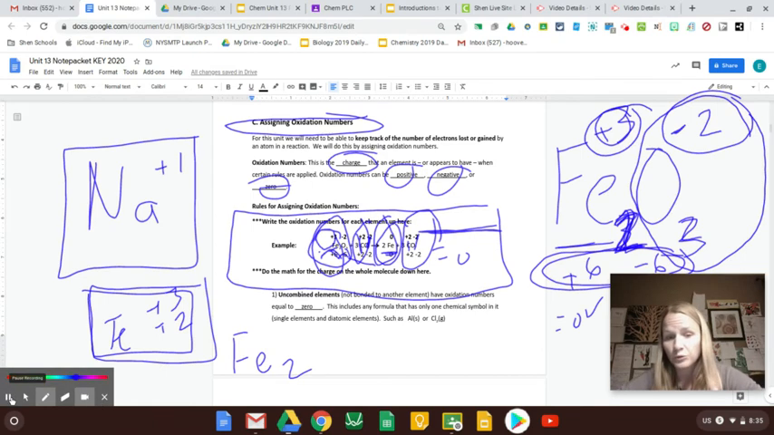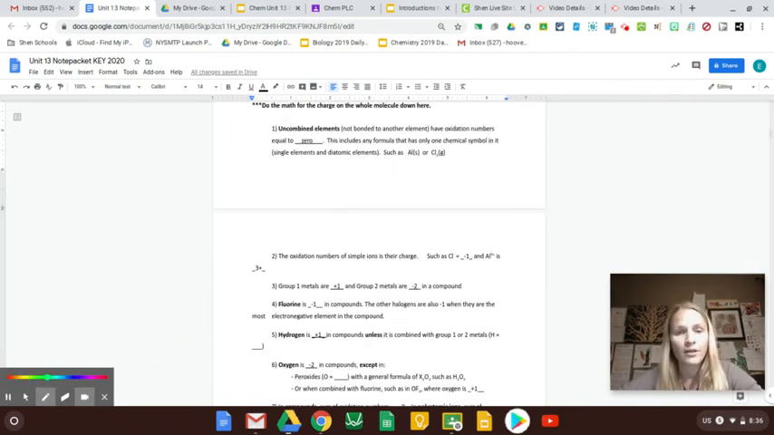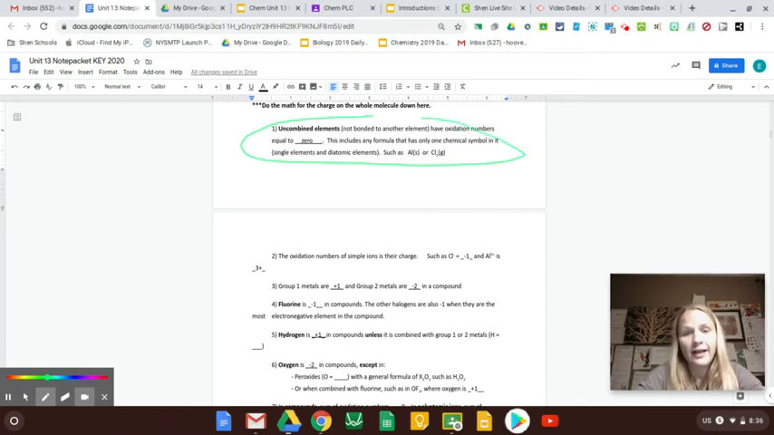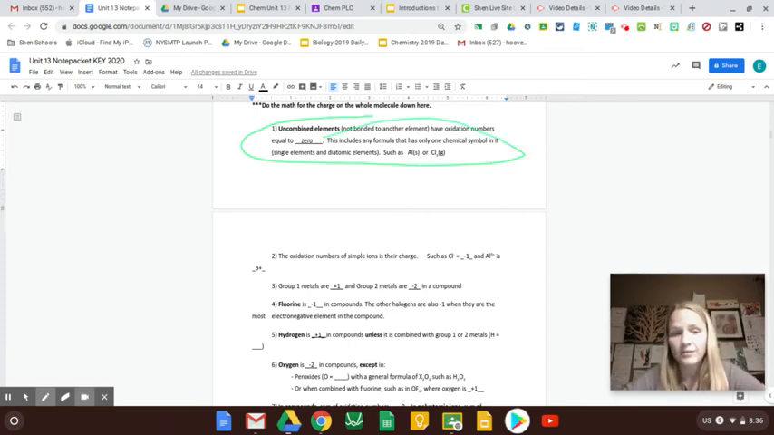So I have a few more rules. That's all stuff you've already learned except for the 0 thing. So I'm just going to share a few rules with you. Okay, so we just learned this one. An element that's by itself is a 0. And again, that's because it hasn't lost electrons, hasn't gained electrons, hasn't bonded with anyone. So it's just a regular atom, and it is a 0.